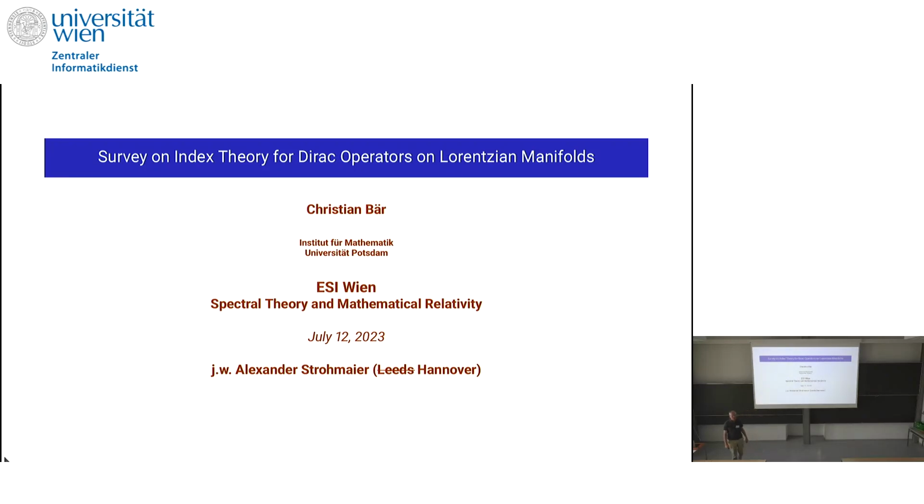I'd like to give a survey on index theory on Lorentzian manifolds, and I added "for Dirac operators" in the title to indicate that I'm not talking about the Fredholm theory that has been successfully used by Andras and his collaborators, mostly for second-order equations. Here I'm really talking about Dirac operators.